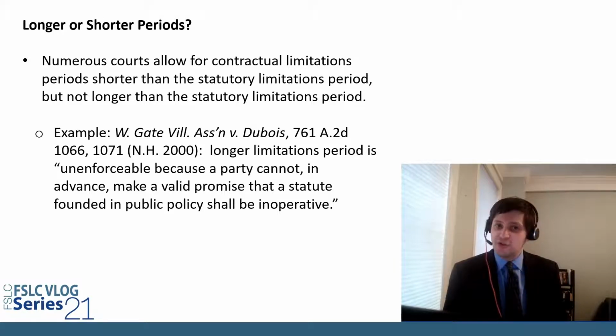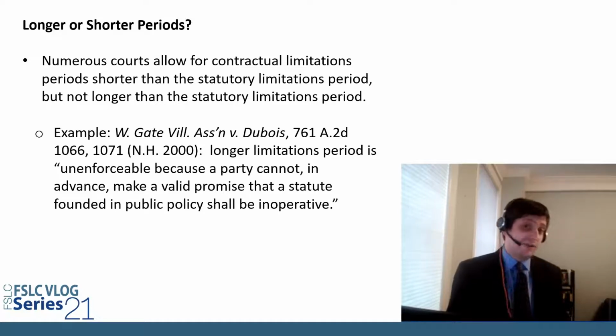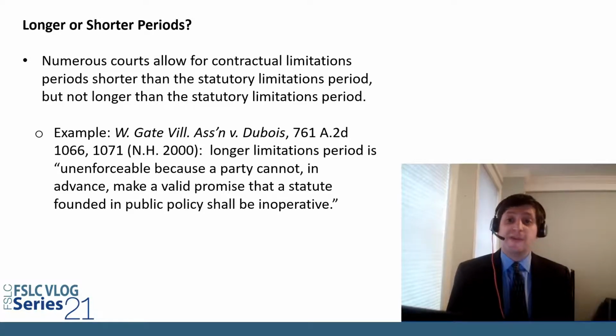Many states enforce contractual limitations periods if they are shorter than the applicable statute of limitations, but do not allow the contractual limitations period to be longer than the applicable statutory limitations period. For example, if the statutory limitations period is 2 years, it will not be superseded by a 3-year contractual limitations period. The 2-year statutory period will still be the period that's enforced. This seems counterintuitive at first, as parties can often toll statutes of limitations. But this quote on the screen from the New Hampshire Supreme Court explains it well. Parties cannot agree in advance that statutes of limitations will not apply to their contracts.